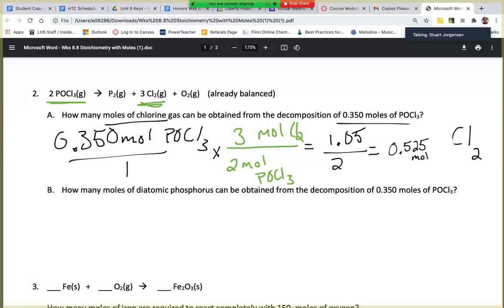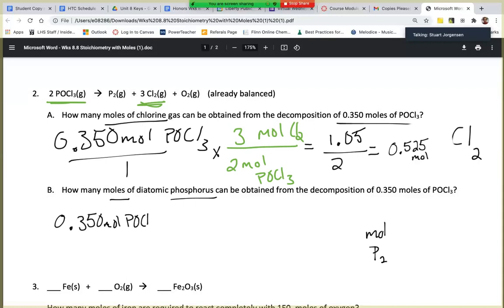One more example for you, and then we'll cut you loose to try number 3. Part B says, how many moles of diatomic phosphorus? So we're trying to find moles of P2 that can be obtained in the decomposition of the same amount, 0.350 moles of our POCl3.